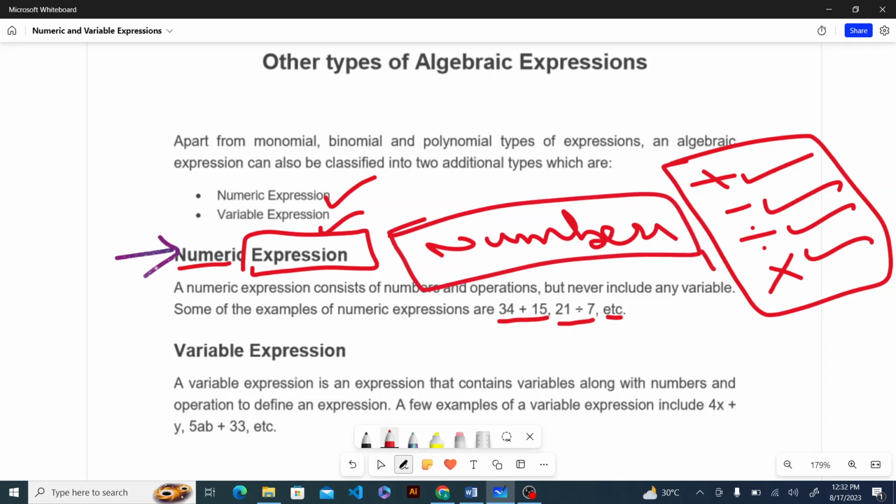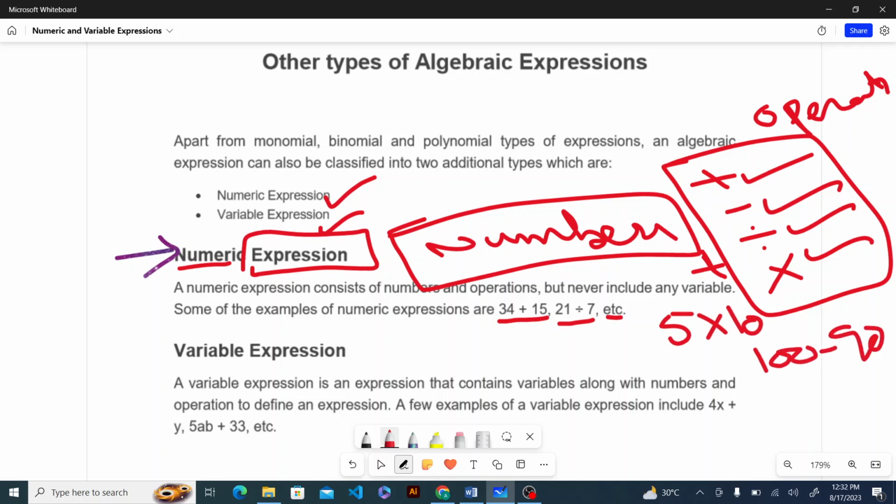So numbers plus operations, okay, and it will make numeric expression. Examples are given here: 34 plus 15, 21 divided by 7. You may say 5 multiplied by 10, or 100 minus 90. These two are also numeric expressions.